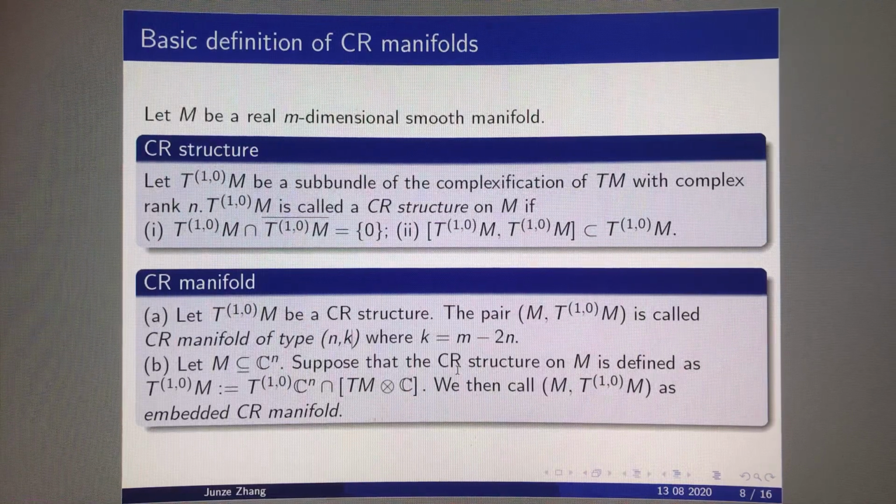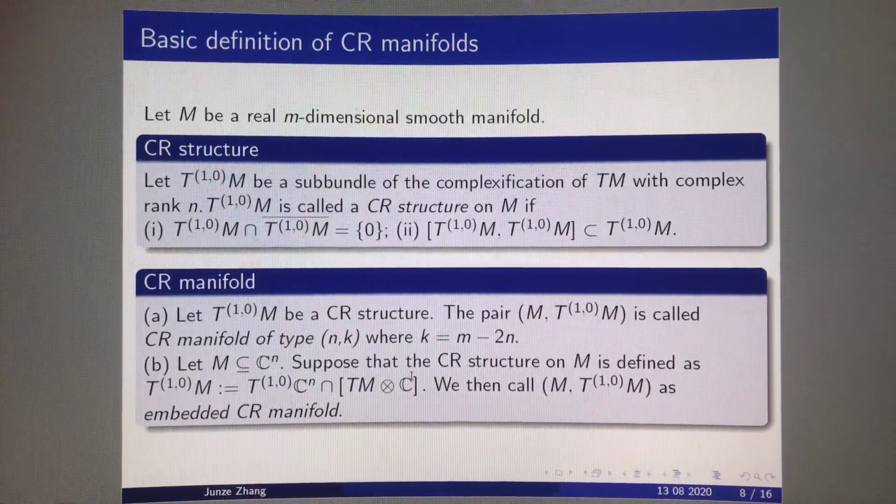And in particular, suppose that M is a submanifold of a complex Euclidean space, and the CR structure is given by the holomorphic tangent vector fields on Cn intersected with the complexification of the tangent bundle. In this case we call this pair an embedded CR manifold of type Nk.